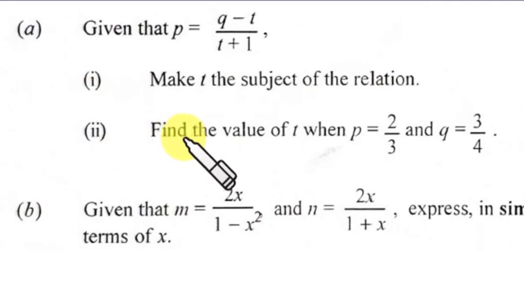And part (ii) says that after doing that, that is after making T the subject, we find the value of T when P equals 2/3 and Q equals 3/4. So let's first look at part (i).